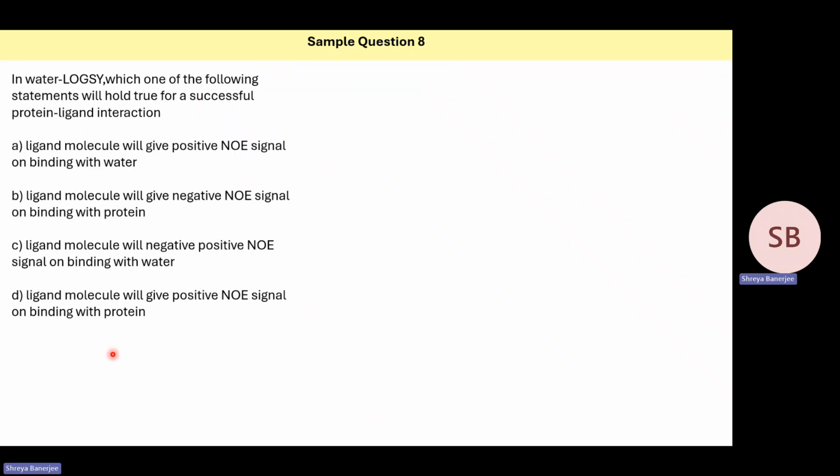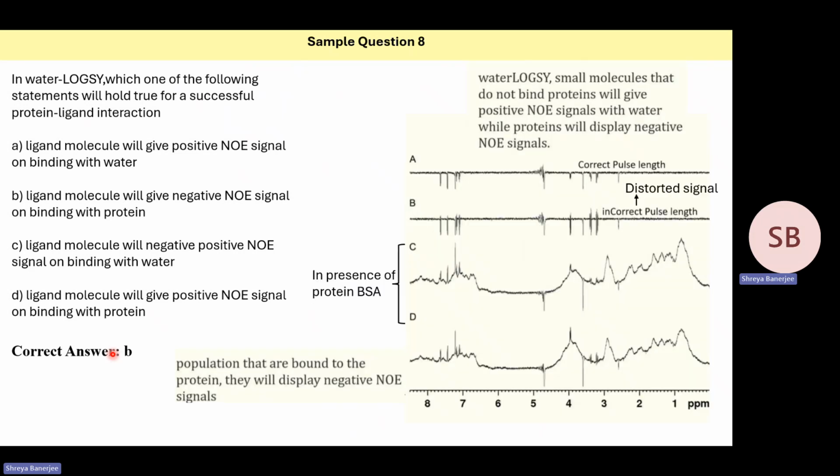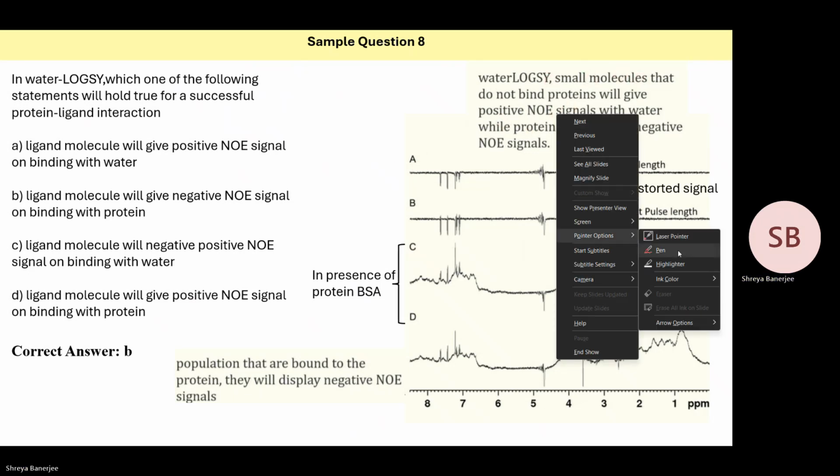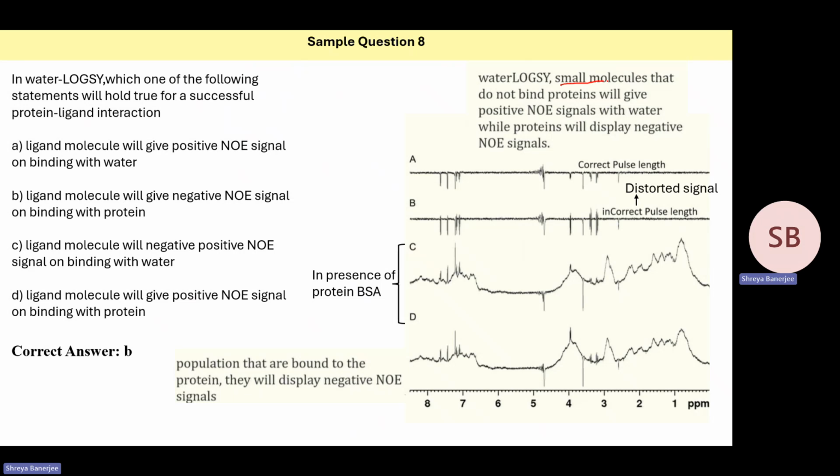Then you have a question. In water logsy, which one of the following statements will hold true for a successful protein ligand interaction? Now, water logsy, you can remember that whenever you have a molecule that binds, small molecules that do not bind with protein will give positive signals.